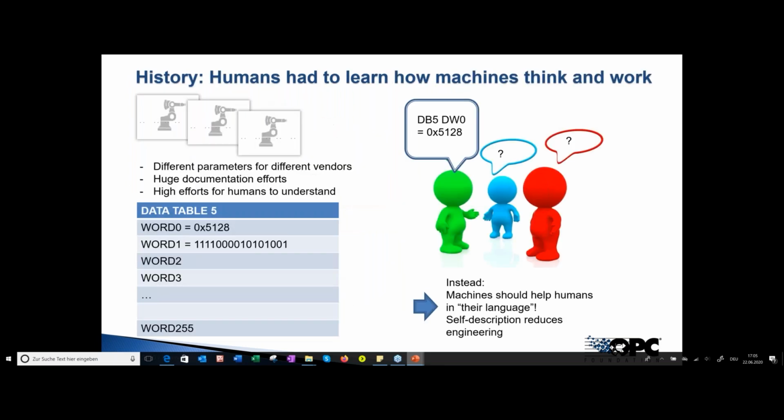In today's factory, you might have robots from different vendors. And these robots from different vendors obviously have different documentation. And so for human beings, it's really high effort to understand these different parameters. Sometimes there are even identical parameters with different meaning, and this is increasing maintenance. And wouldn't it be nice to have machines who help human beings by speaking and providing information in a more self-describing language, helping the human beings to understand this?